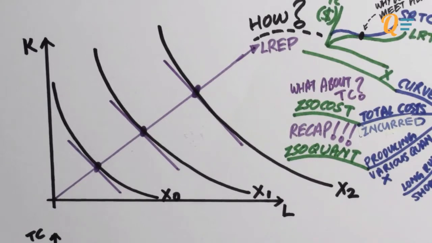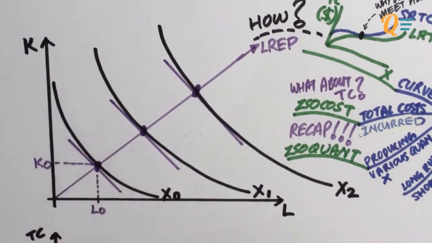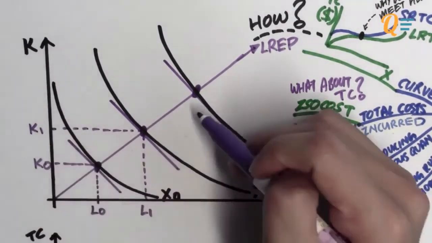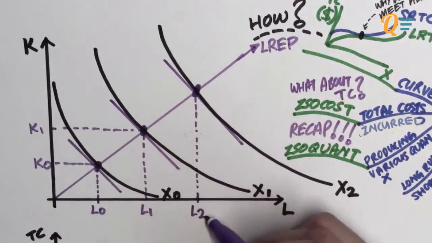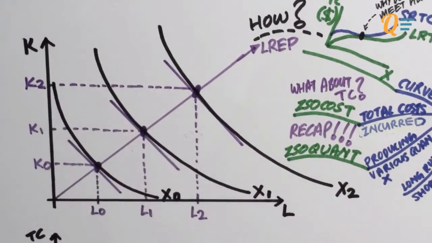So just to be a little bit meticulous, to produce X0, the firm is going to need L0 amount of labor and K0 amount of capital. To produce X1, it's going to need L1 amount of labor, K1 amount of capital. To produce X2, it needs L2 amount of labor and K2 amount of capital.